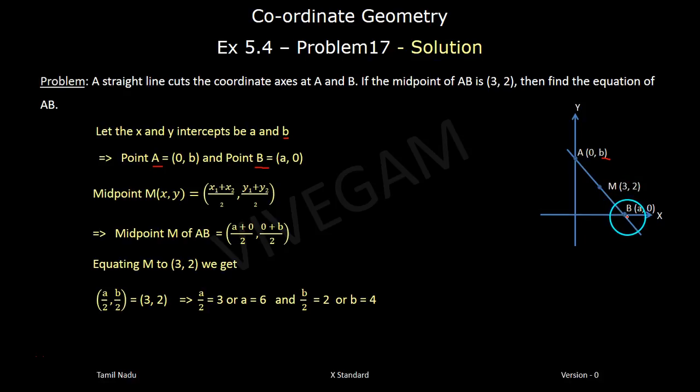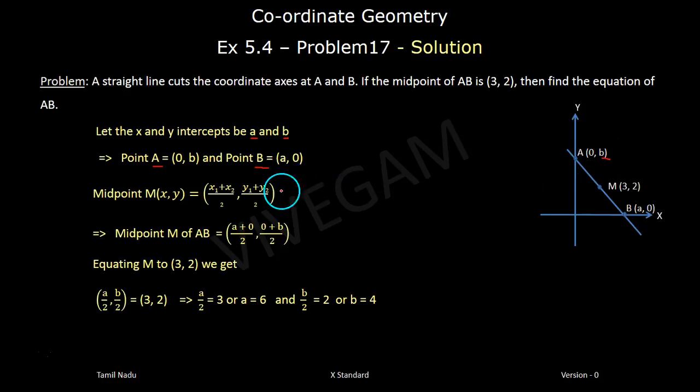Similarly, the x-intercept is given as A, right? So the x-intercept is this distance. So the point B will have an x-coordinate of A, and when the point B is on the x-axis, what does it mean? The y value is 0. So the y value of the point B is 0. So the coordinates of B is (a, 0) and the coordinates of point A is (0, b).